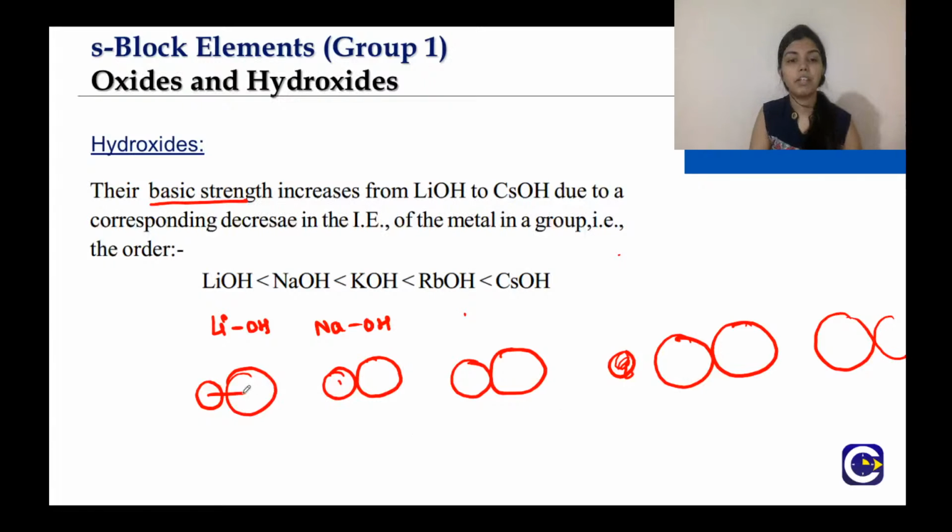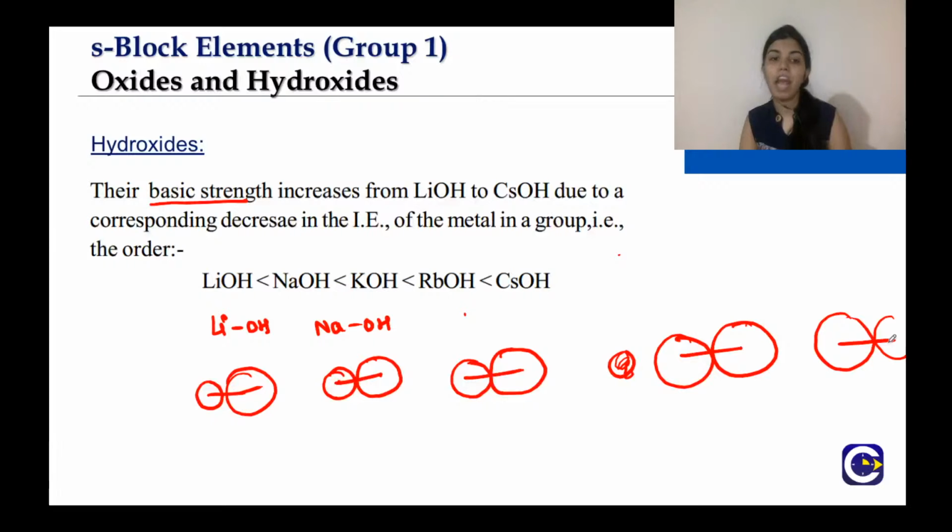So what is happening here is that the bond length is increasing. We know that if the bond length increases, the bond will become weak, and therefore it will release OH minus easily. So it will act as a base. Here cesium OH will have a greater bond distance, therefore the bond will be weak, and if the bond is weak, it will be able to release the OH minus easily, therefore it will act more basic in nature.